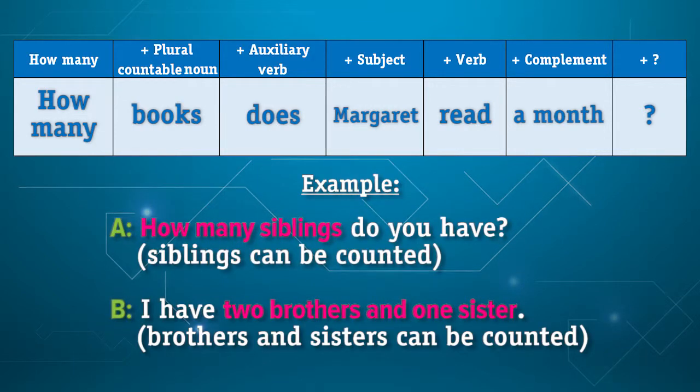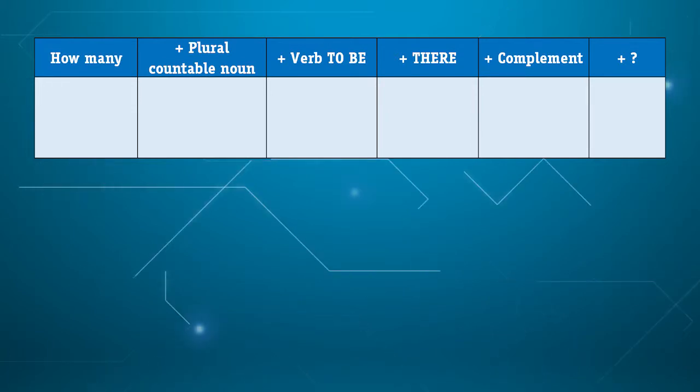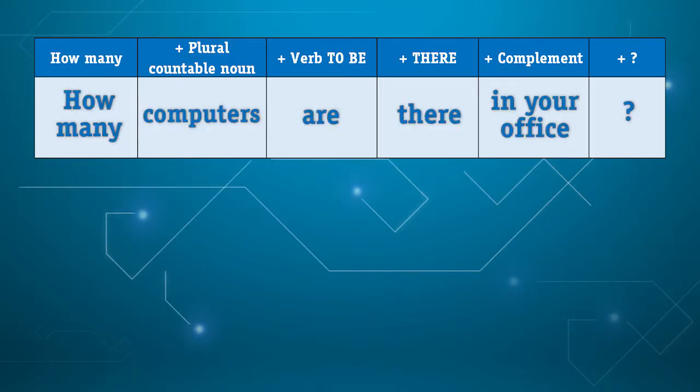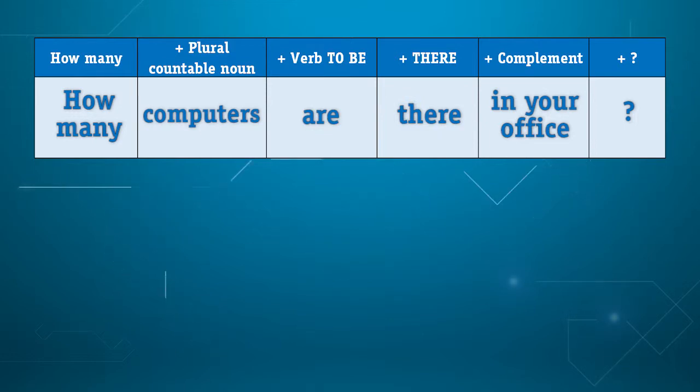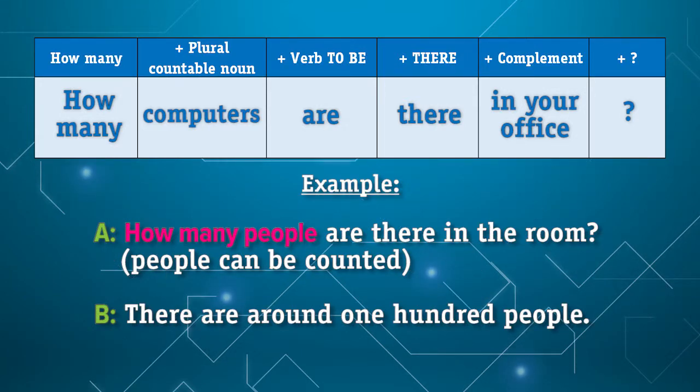Example: How many siblings do you have? Siblings can be counted. I have 2 brothers and 1 sister. Brothers and sisters can be counted. How many plus plural countable noun plus verb to be plus there plus complement plus question mark. How many computers are there in your office? Example: How many people are there in the room? People can be counted. There are around 100 people.